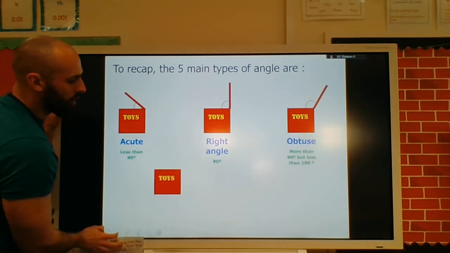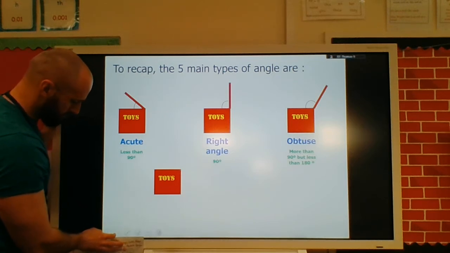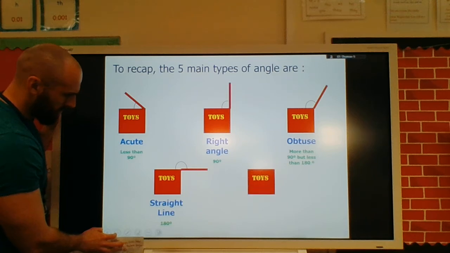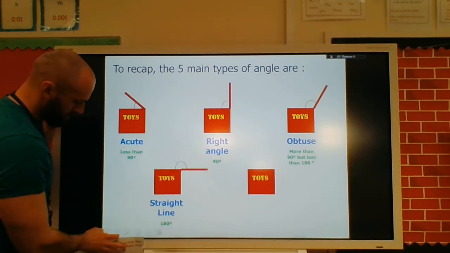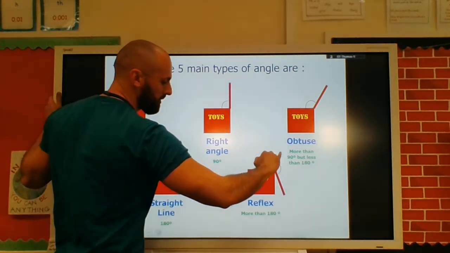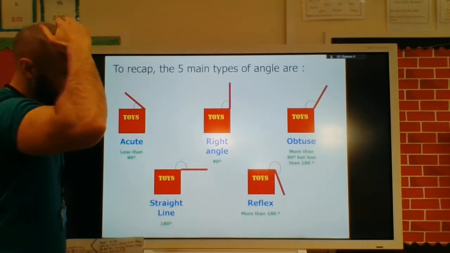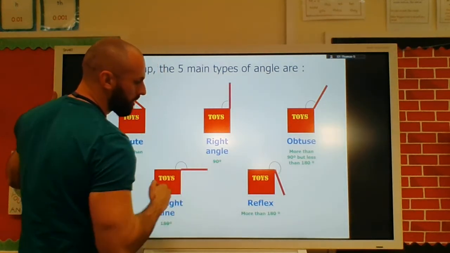Then here we've got obtuse, which is more than 90, but less than 180. The straight line, which is 180 degrees. And finally, the reflex, that's greater than 180 degrees. And that's what I was talking about there, that curved line to show. Okay?